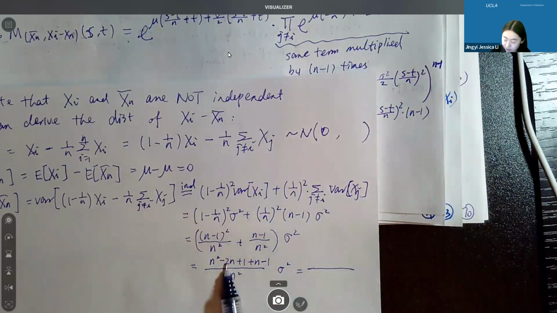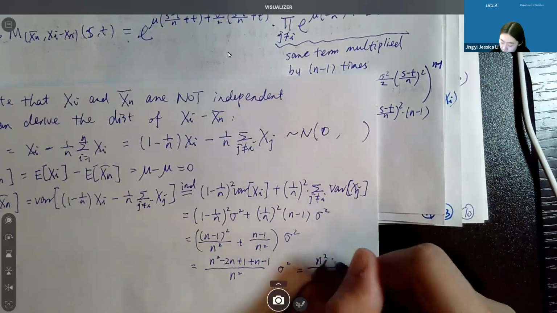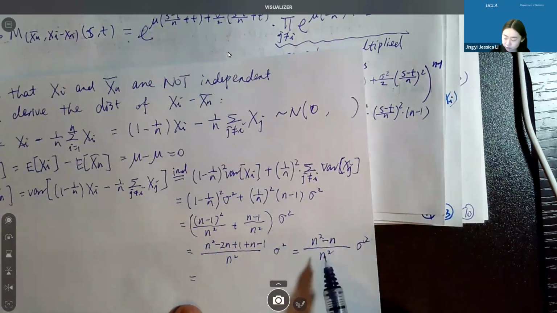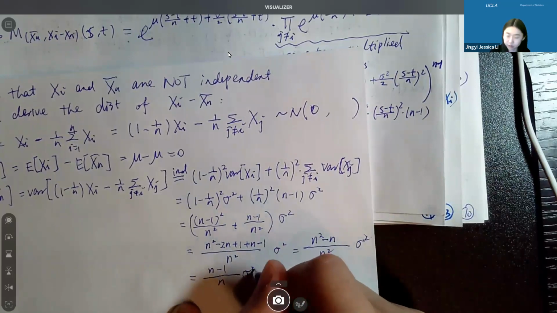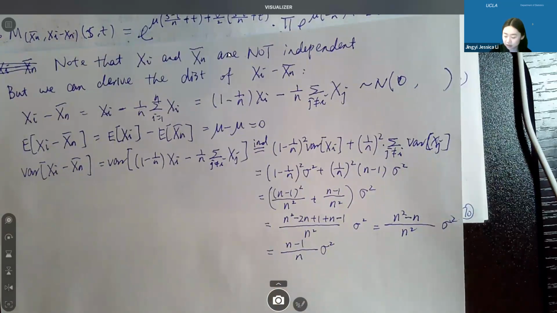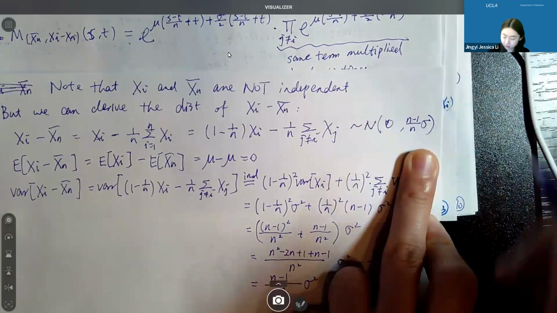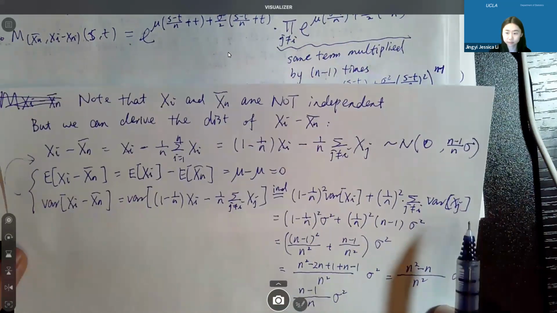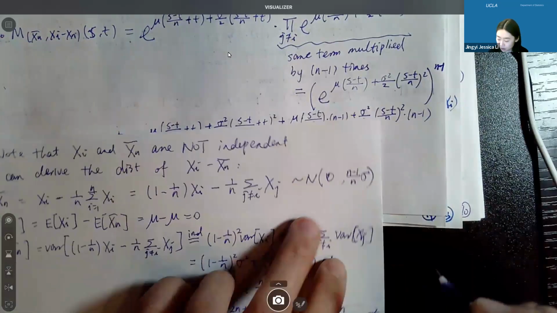So just one more step. Here, negative 2n and n leaves me negative n. The 1 and negative 1 cancel. So it's n squared minus n, sigma squared. Finally, I remove n from both numerator and denominator, and I'm left with n minus 1 over n, sigma squared. All right, so finally, this is the variance of xi minus xn bar. And I put this result into the new normal distribution, with mean 0 and variance n minus 1 over n sigma squared. So these two things are just to derive this normal distribution. All right, so finally, this is our mu. This is our new variance. Oh, sorry, I forgot the square here.